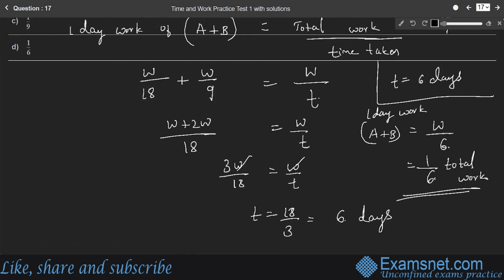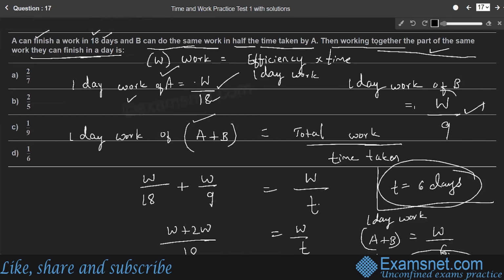Here they have not asked how many days they are taking to complete the total work. The question is what part of the total work they can finish if they start working together. So if they start working together, they can finish 1 by 6th of total work. Therefore, 1 by 6th of total work, option D is the right answer.